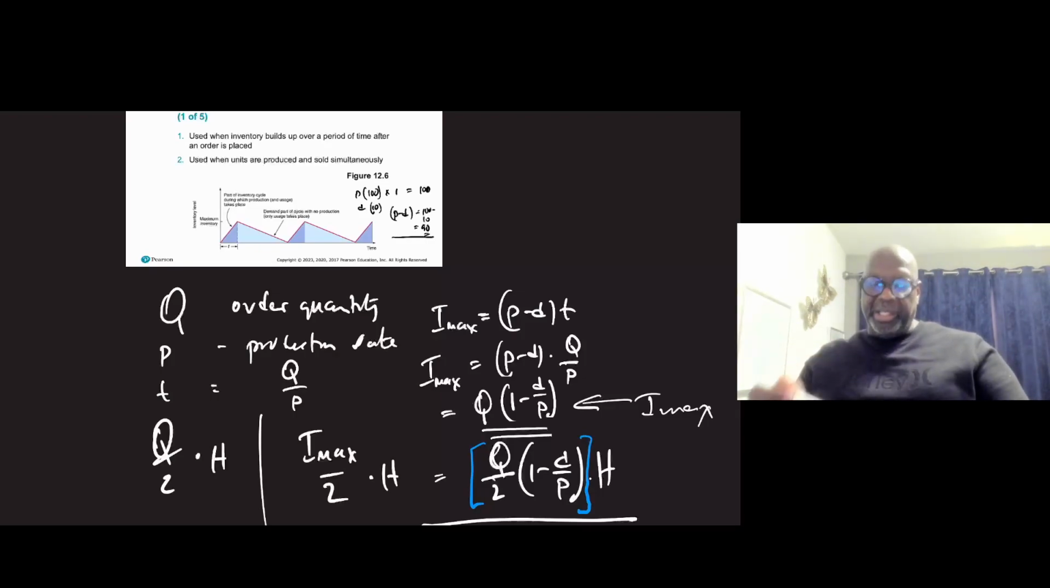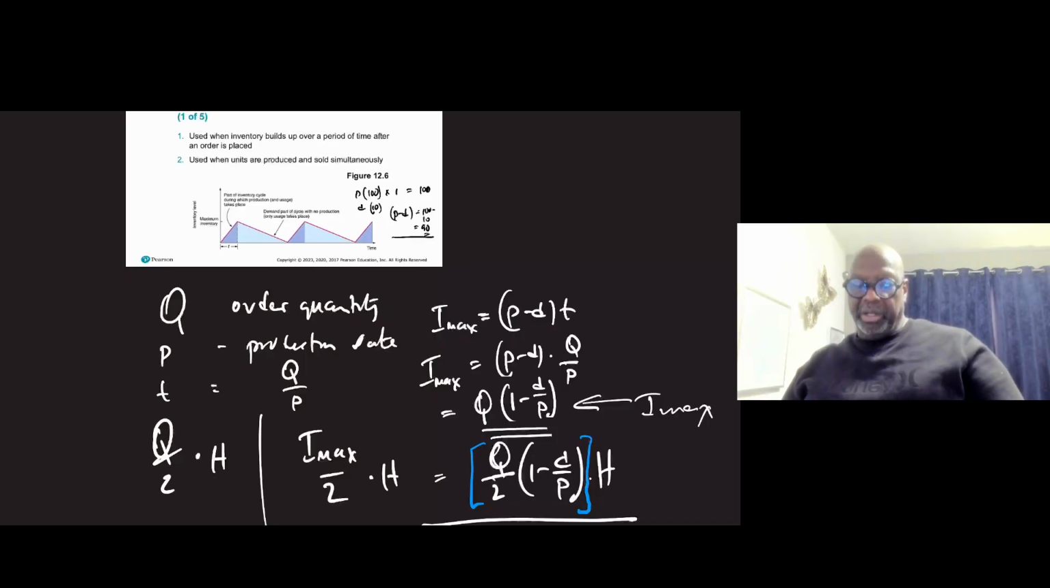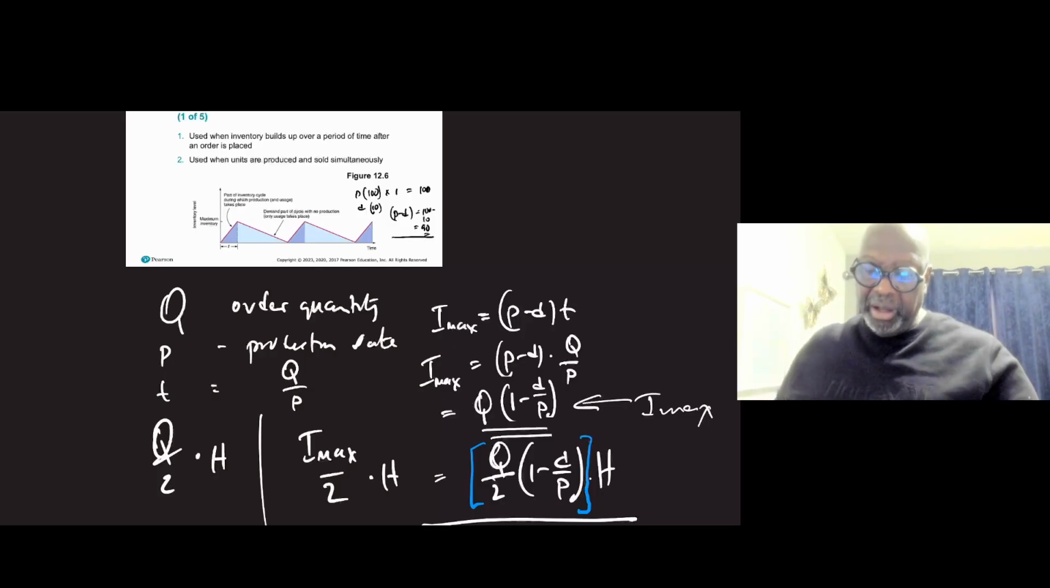If there's no simultaneous production and usage, then what would happen is that D over P, this part, will be 0. We're basically just getting all our production. There's no demand, no usage at the same time. So the D would then be down to 0, in which case our inventory level will go to a maximum quantity of Q.